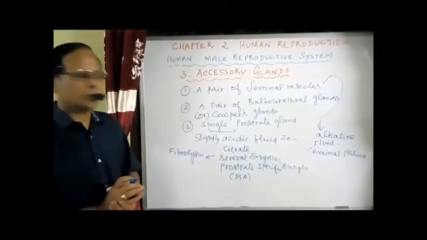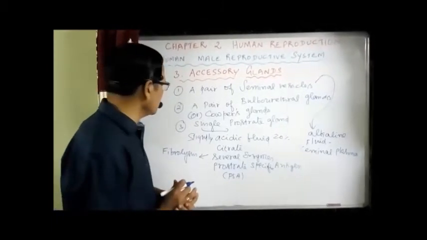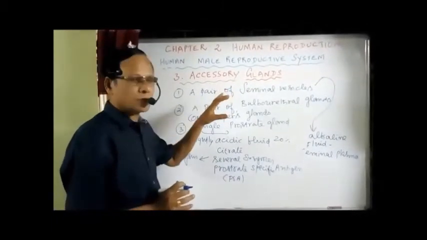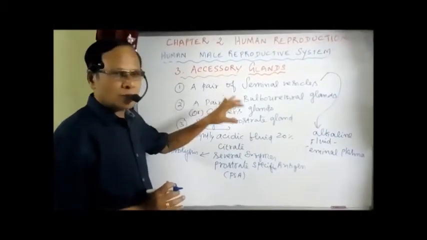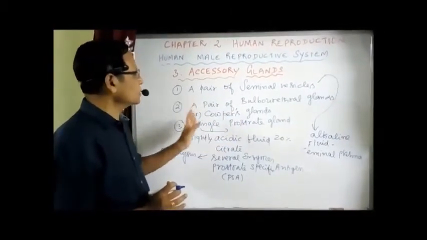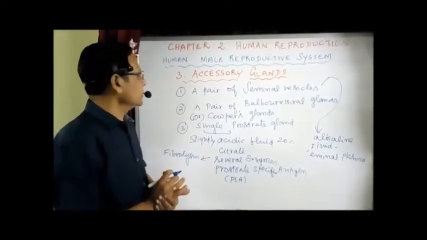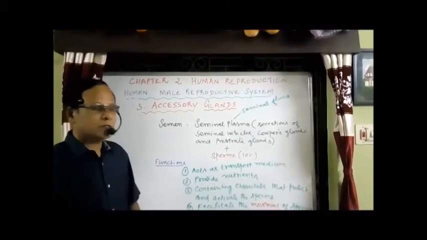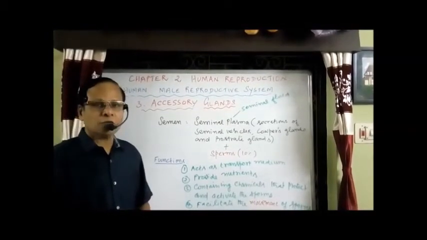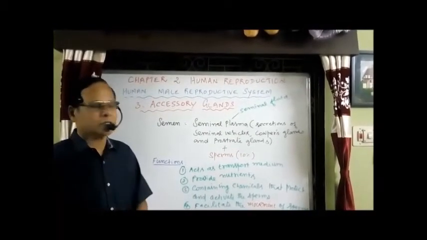Now let's take what we mean by semen. These are the three different glands concerned with secretion: what are the components present in each and what is the role, etc. Now let's see what is semen. Semen is a milky fluid formed of two components.